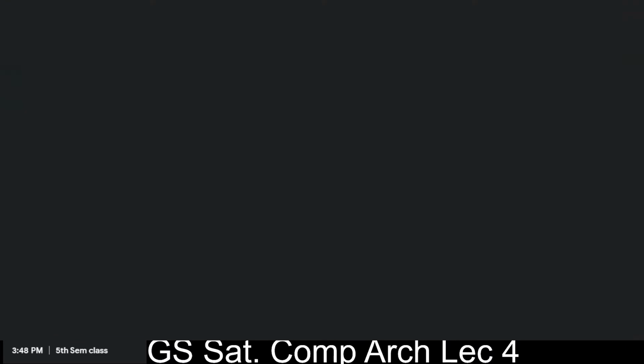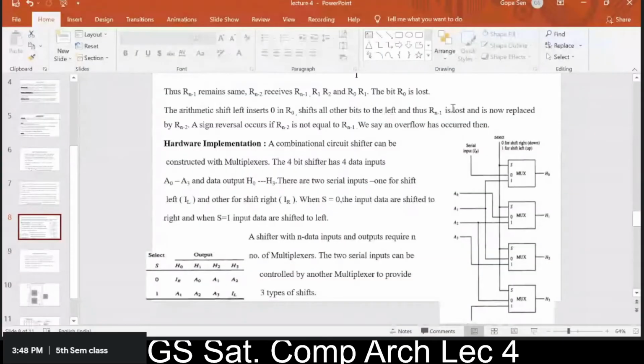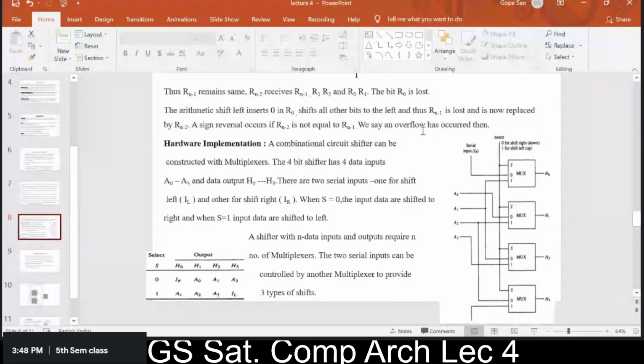The arithmetic shift left inserts 0 in R0 and shifts all the other bits to the left. Thus, Rn-1 is lost and is now replaced by Rn-2. A sign reversal occurs if Rn-2 is not equal to Rn-1. And when there is a sign reversal, we see that an overflow has occurred. So the basic logic of logical shift left, logical shift right, circular shift left, circular shift right, arithmetic shift left, and arithmetic shift right is clear.